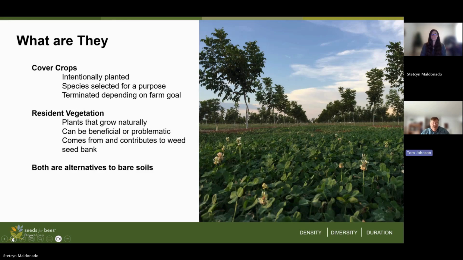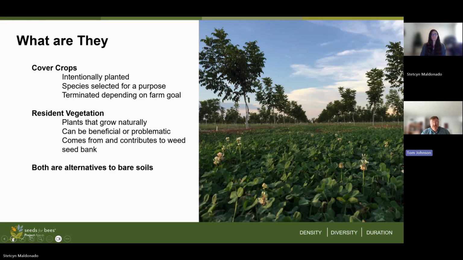So cover crops, what they are: an intentionally planted non-economic crop for soil benefits. Generally, you select a species that is going to be planted out there for a purpose, whether it's to improve soil fertility, attract things, or what have you. So you get to choose what you're going to plant, and they'll be terminated basically on whatever your goals are for your crop or your soil program.